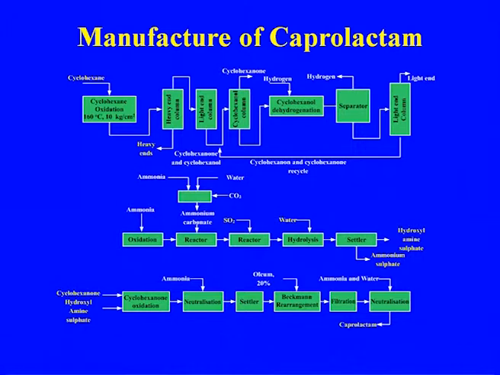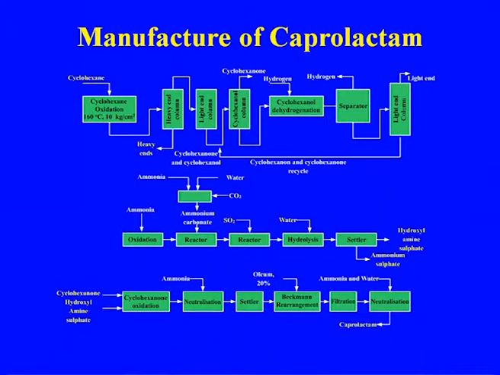This is the production of the hydroxylamine sulfate, where the ammonia oxidation product goes to a reactor, where ammonium carbonate is fed. Here the nitrous oxide goes to the reactor along with the SO2, and then the hydrolysis, and finally we get the hydroxylamine sulfate. But again at this stage also we are getting the ammonium sulfate.